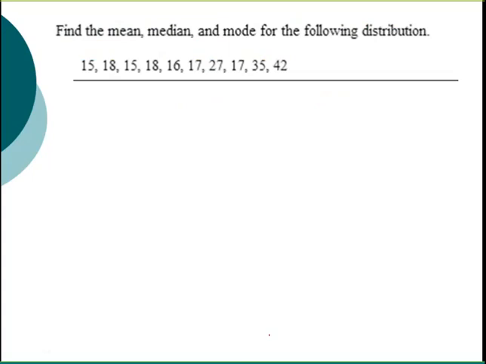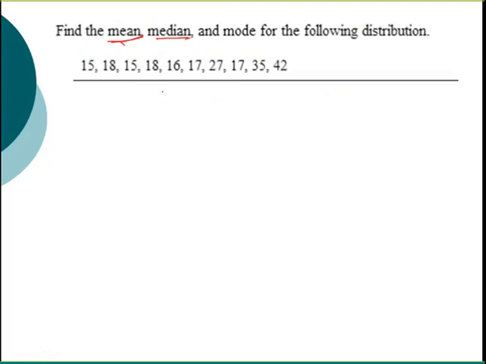Okay, so let's actually take a look at a data set and work these out. So mean. To do the mean, all you have to do is add these all up and then divide by how many they are. It doesn't matter what order they're in as far as the mean is concerned, but it does for the median. So we'll have to rearrange them in a moment. But let's go ahead and add these up.